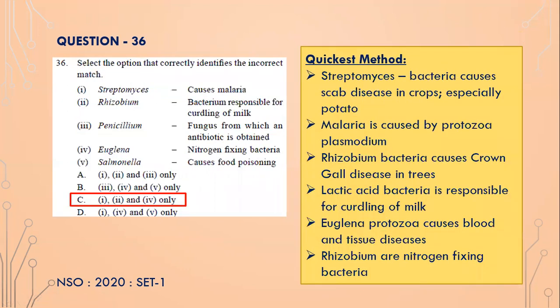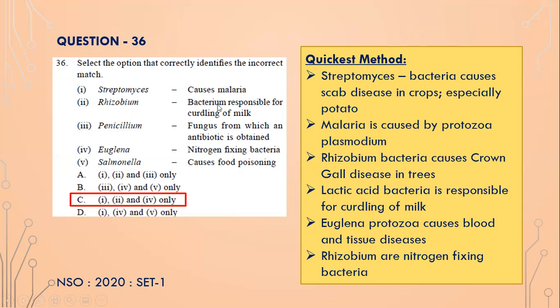Select the option that correctly identifies the incorrect match. Streptomyces, they cause malaria? No, Streptomyces is a bacterium which causes scab disease in crops, especially potato, isn't it? And malaria is caused by the protozoa Plasmodium, isn't it? And there are various species, Plasmodium falciparum and Plasmodium vivax and all, isn't it?